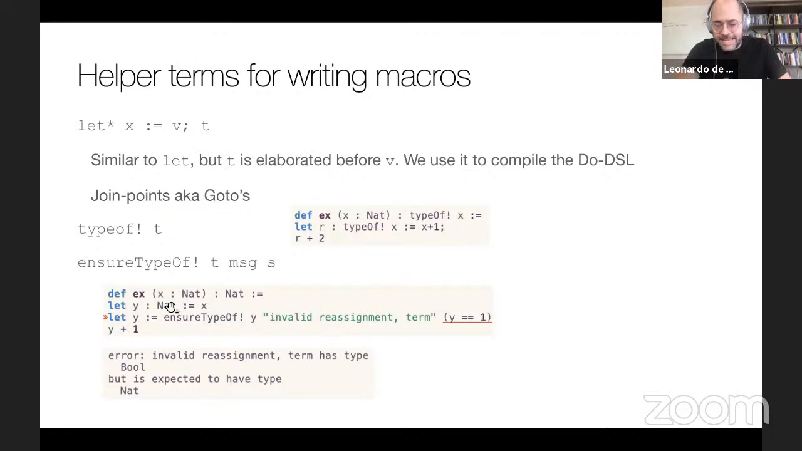I mean, this is actually an actual example. We have the do GSL. This is what we have with that mut that I showed on Monday, the let mut, that allows you to reassign variables in for loops. It uses this helper term here. You're going to get an invalid reassignment error message instead of a generic type error.